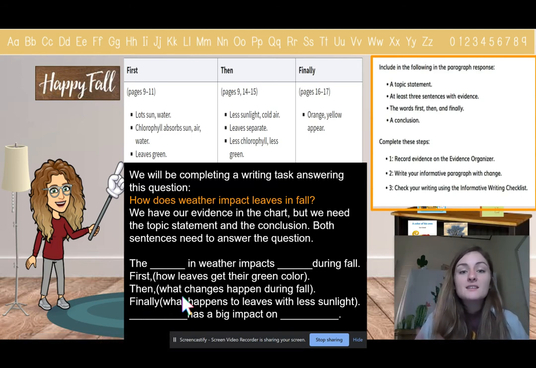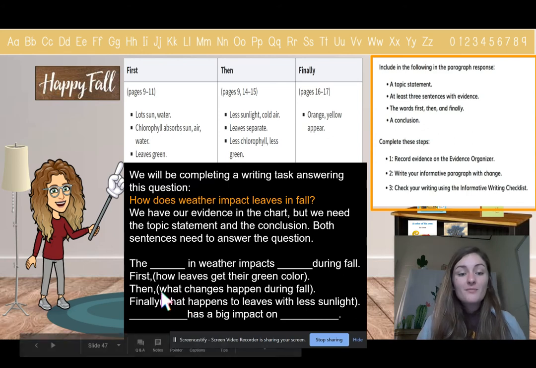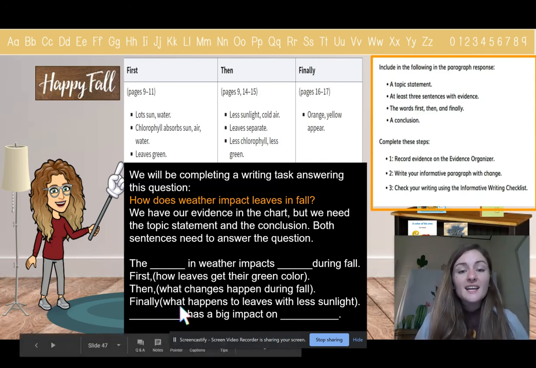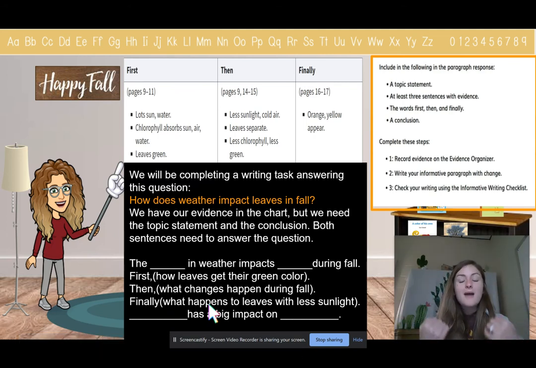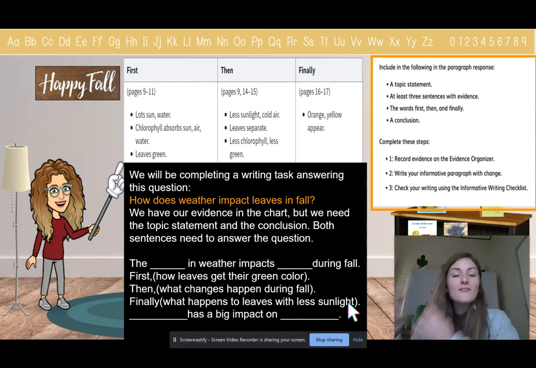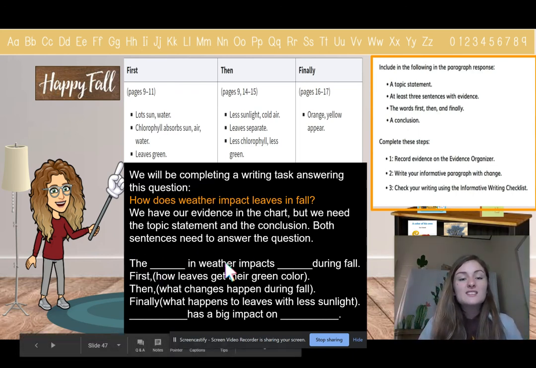Then we talk about the change from summer to fall. What happens to our sunlight in the fall? Then there is less sunlight in fall and the weather gets cooler. Finally, what happens to the leaves during fall? Finally, leaves lose that green color and other colors come out in the leaves with less sunlight. So remember, our evidence needs to go in order of how it happens, and it needs to stick with what we said in our topic statement.